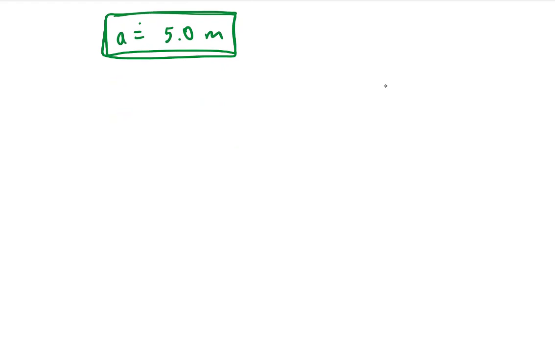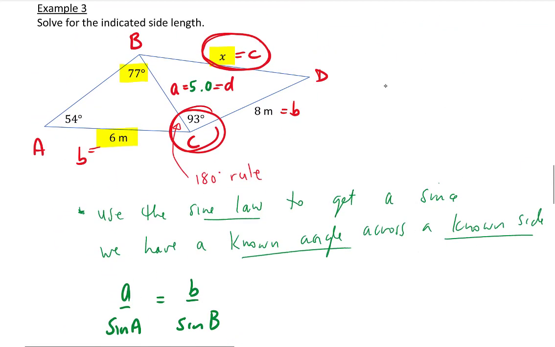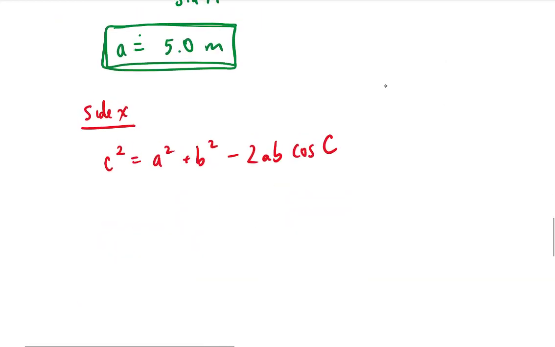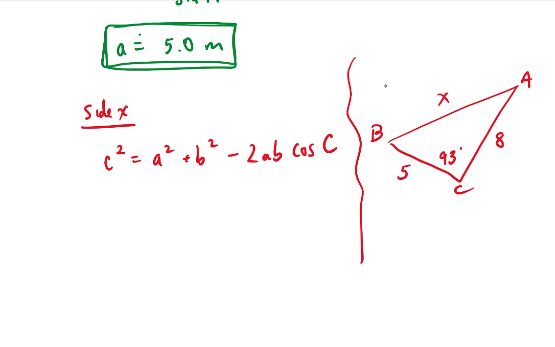So let's go to that part. We want to find side x, and we called that C. So that's C squared equals A squared plus B squared minus 2AB cosine of angle C. So we better have angle C in our diagram. And we do there. So I'm going to redraw this picture down here. So we have this triangle right here. So let's sub in our values. C is our x.